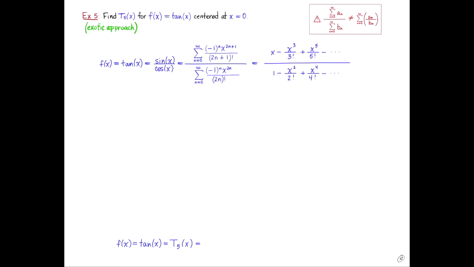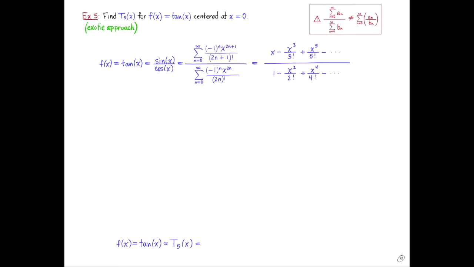Let's try this again, only now we're looking for the fifth degree Taylor polynomial, so we really don't want to use the table method. So we can use what I call the exotic approach. We know that tan x is equal to sine x over cosine x. And we also know the Taylor series for both sine x and cosine x.